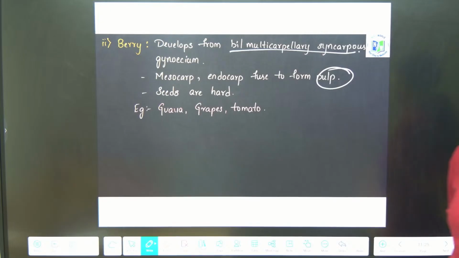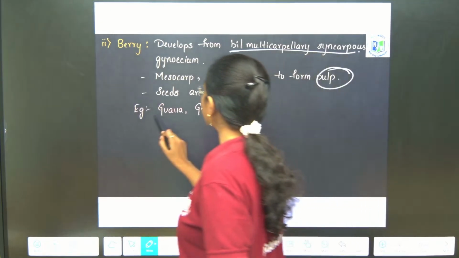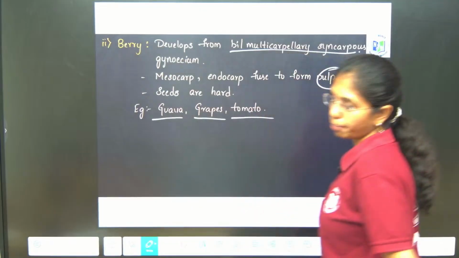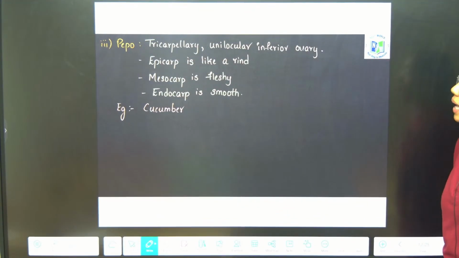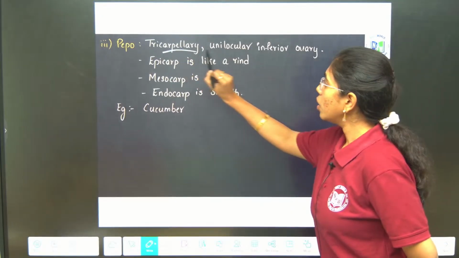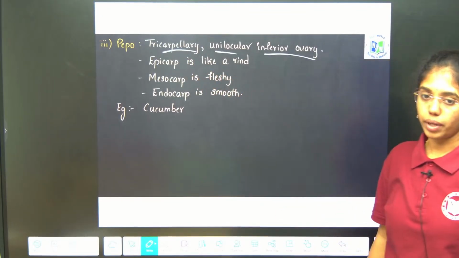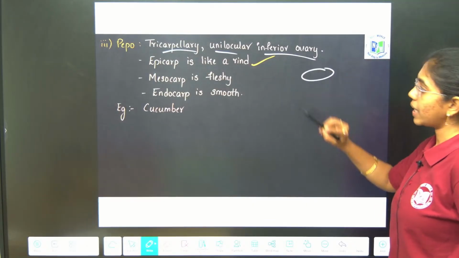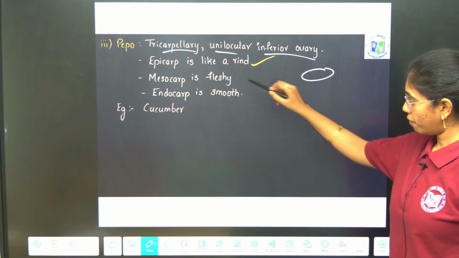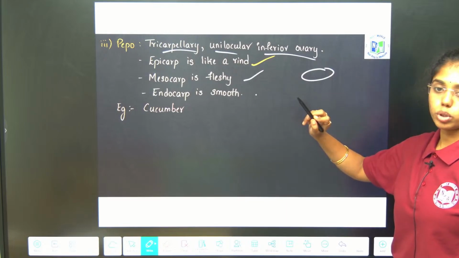Seeds are hard in berry. Examples include guava, grapes and tomato. Fine. And next, pepo. It has tricarpillary unilocular inferior ovary. Epicarp is like a rind. Mesocarp is fleshy. Endocarp is smooth in pepo.